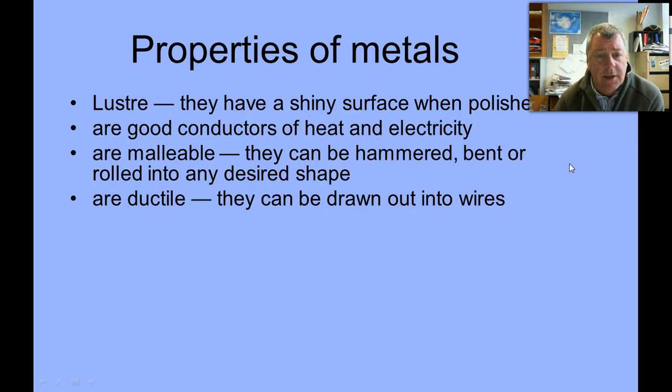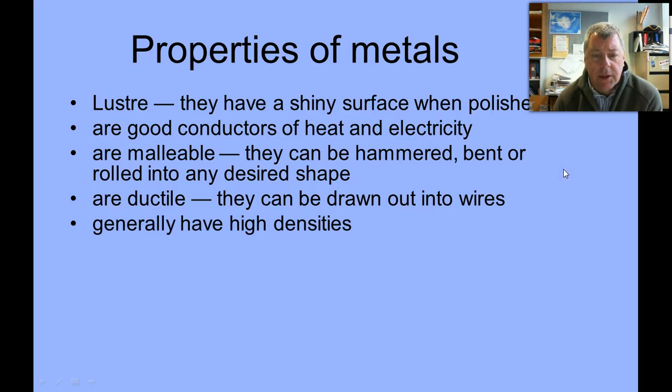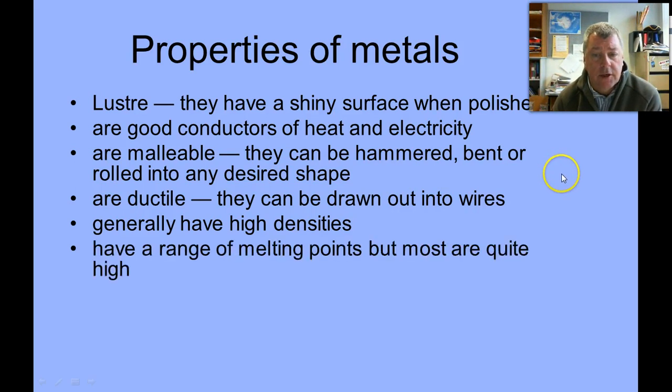Ductile is another term, and what that means is it can be drawn out into a wire. So you can make copper wire, you can make gold wire. Basically what they do to make those wires is they heat up a chunk of it and then they squeeze it through small holes, and it can be drawn out into very thin wires. Metals generally have high densities, so they're dense. For their occupied volume, they have a large amount of mass. They have a range of melting points, but are usually quite high.